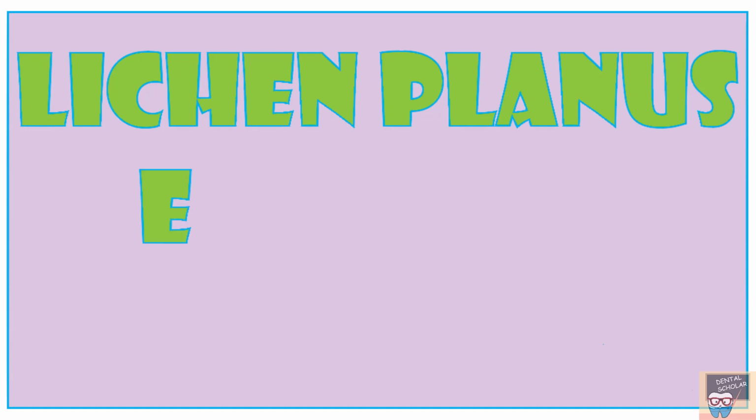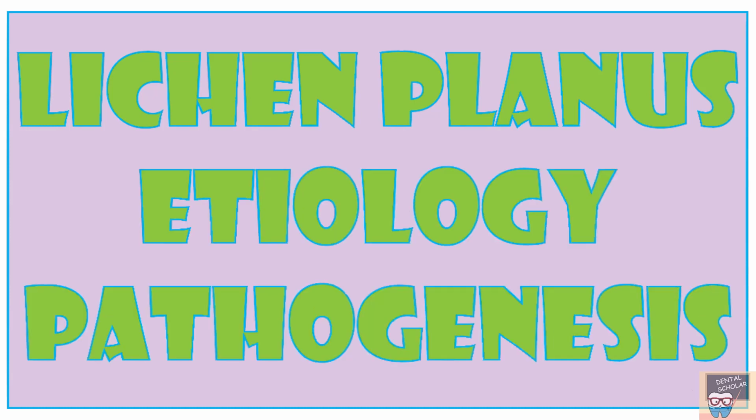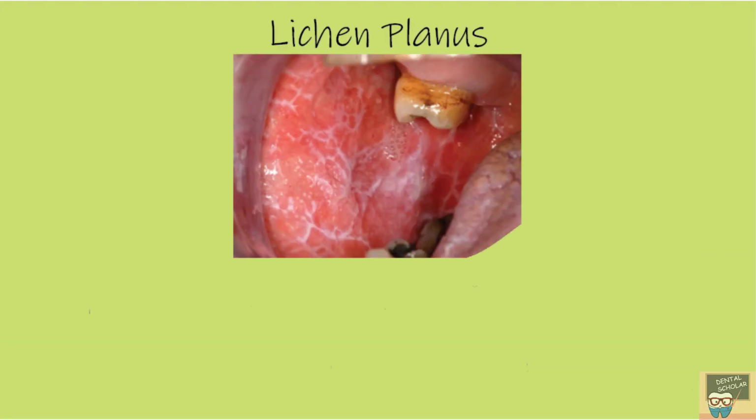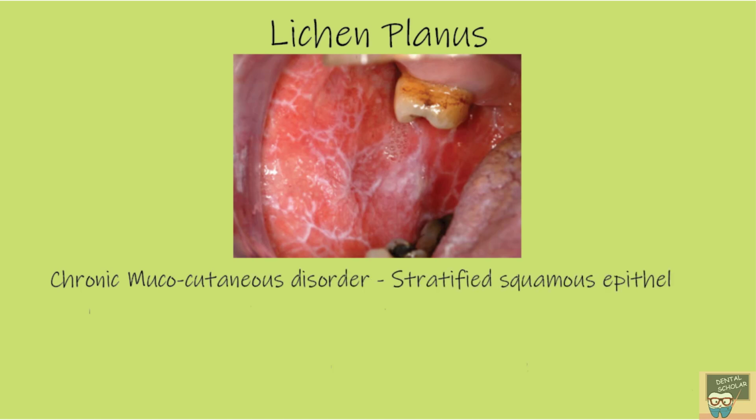Hello everyone. In this video, I will tell you about the etiology and pathogenesis of oral lichen planus. Lichen planus is a chronic mucocutaneous disorder of the stratified squamous epithelium, and it affects the oral and genital mucosa. It also affects skin and nails.